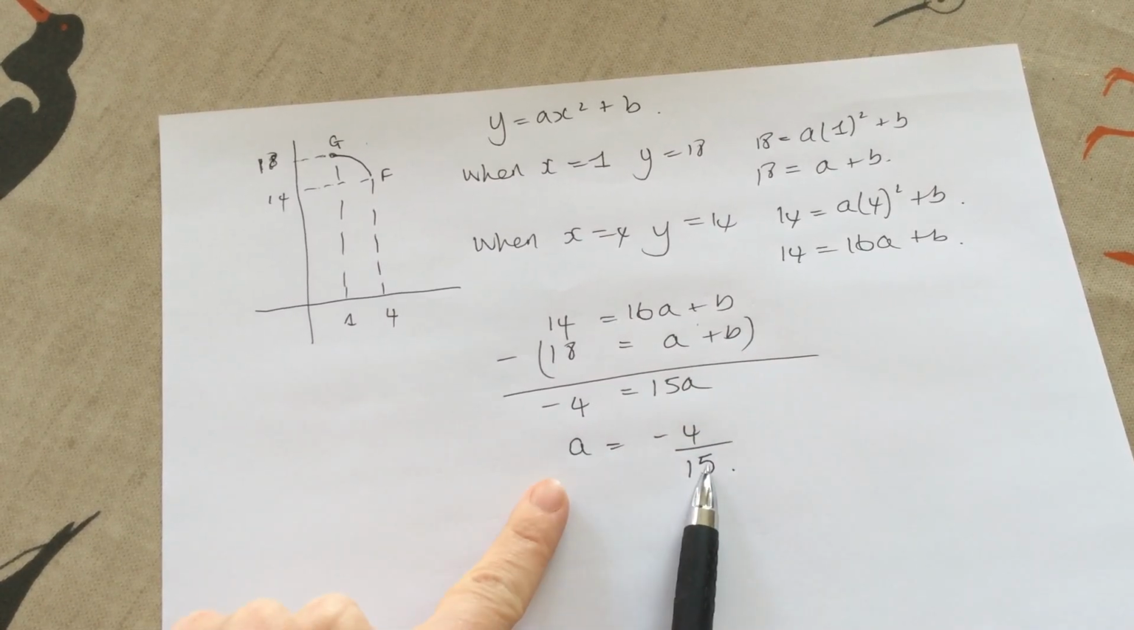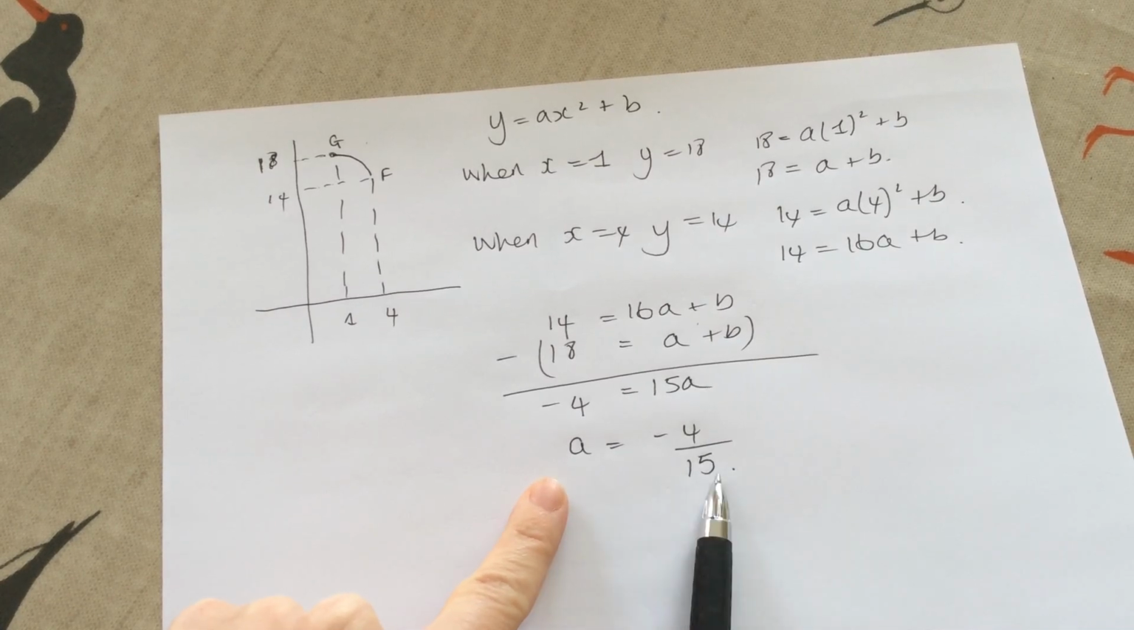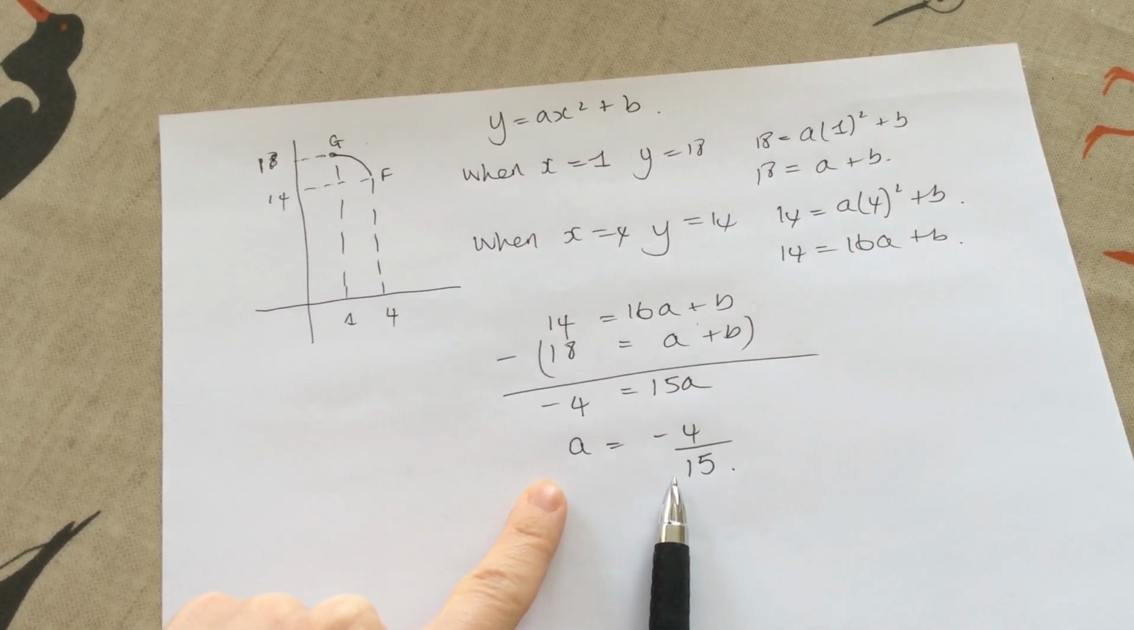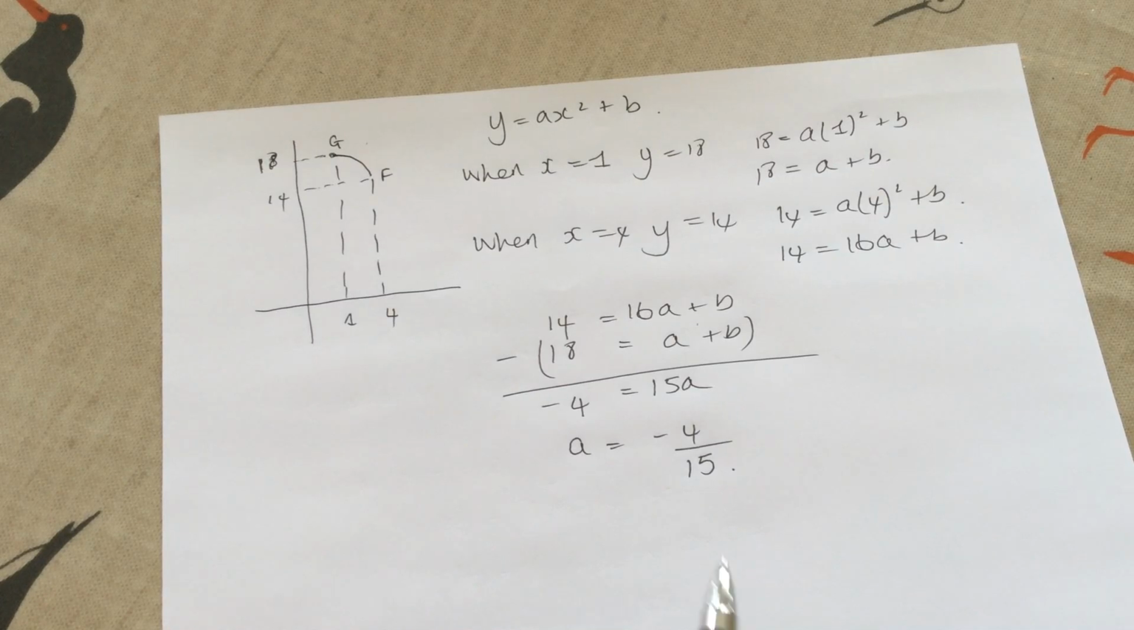So this is where, on what I'm looking at, Dr. Frost tells me it's 4 over 15, but it isn't. It should be negative 4 over 15.